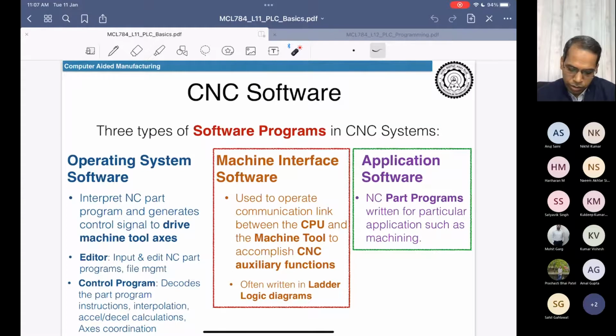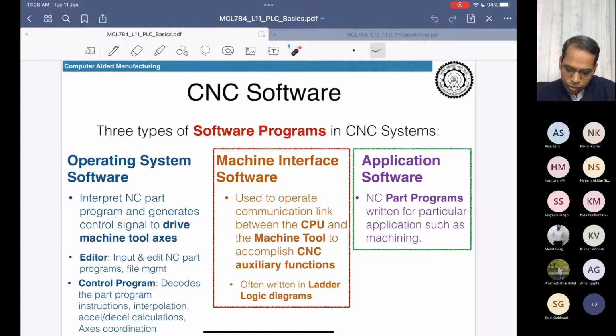So it has to interpret the NC part program and then generate the control signal so that it will command the machine tool axes. It will also have a provision so that you should be able to edit and write the part program, so that kind of file management is possible. So there's an editor application as part of the operating system software.